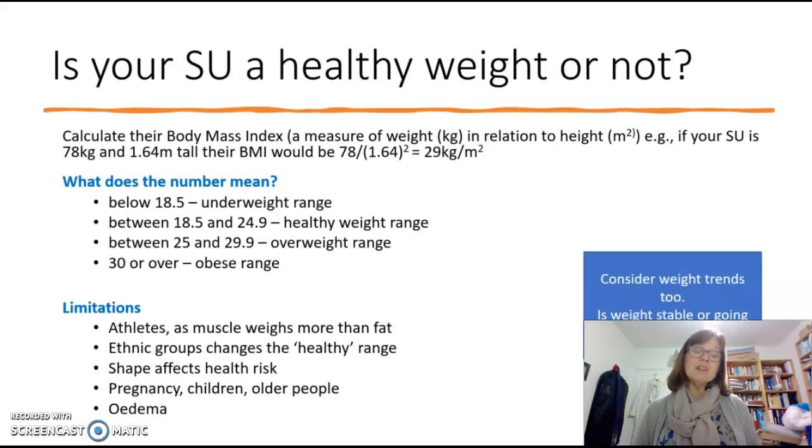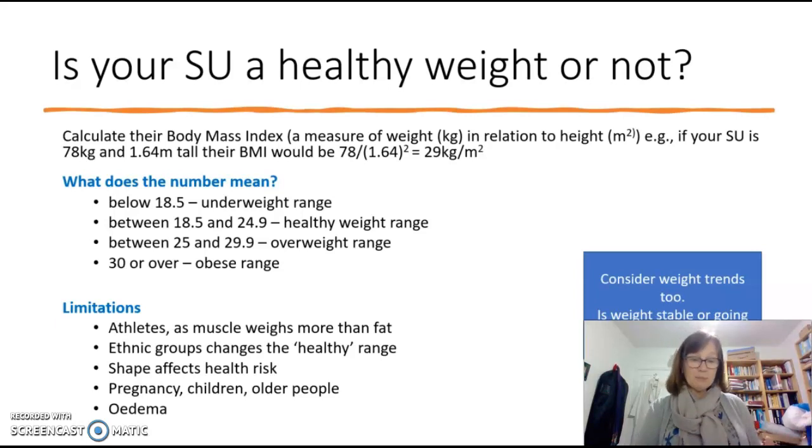Different ethnic groups are at higher risk within the healthy range. So, for example, for people of South Asian background, the healthy weight range is shifted slightly lower. So the top of healthy for them is about 23. So there are different measurements, different levels or ranges that we use for people of South Asian background and also people of African Caribbean backgrounds as well. So have a look at your service user and think about what's relevant for them.